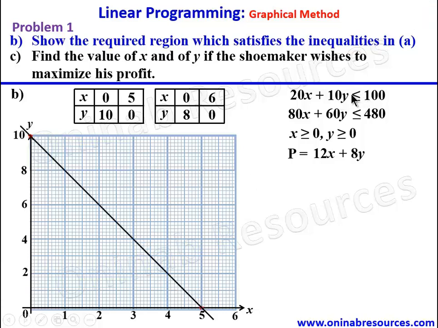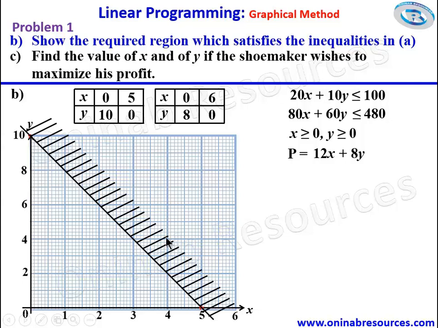And since this is less than or equal to, less than or equal to is the down part of this line. So we don't need the upper part. So we are going to shade the upper part of the line. So the required region here is downward.